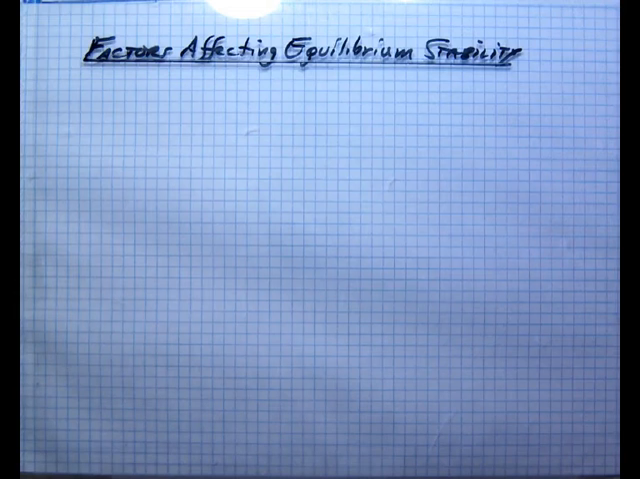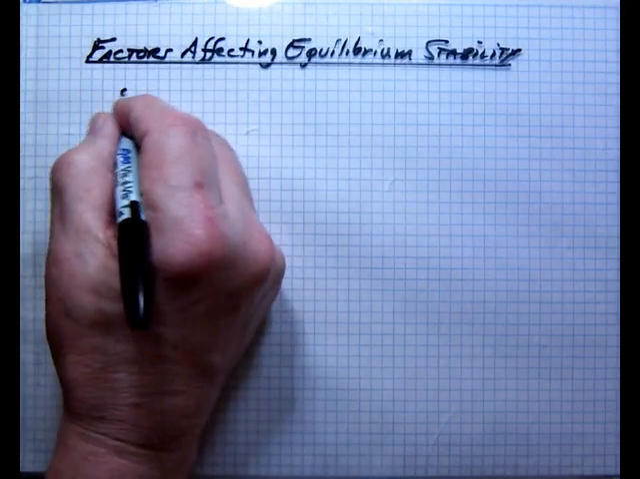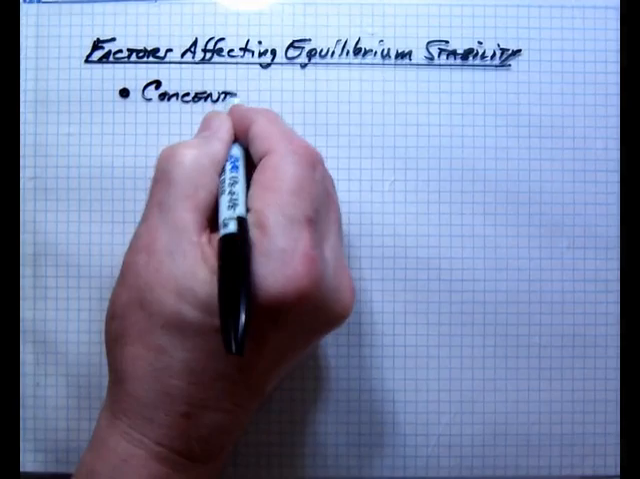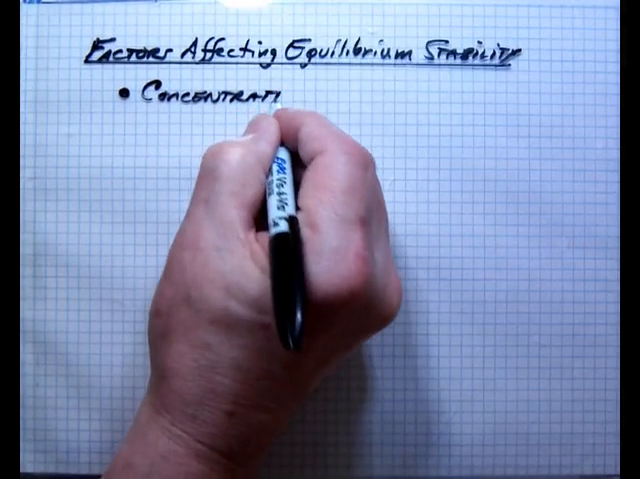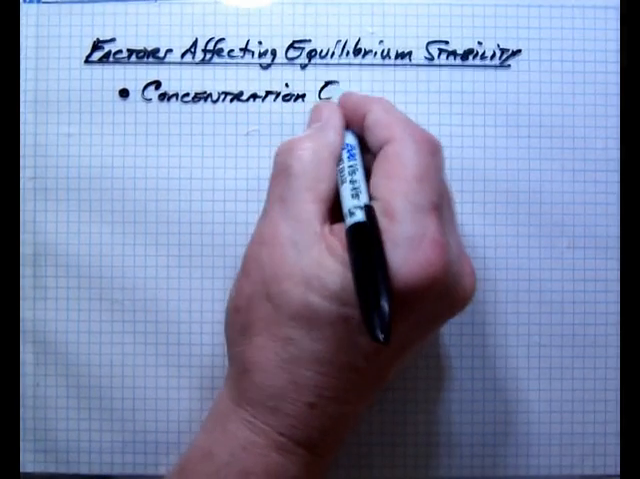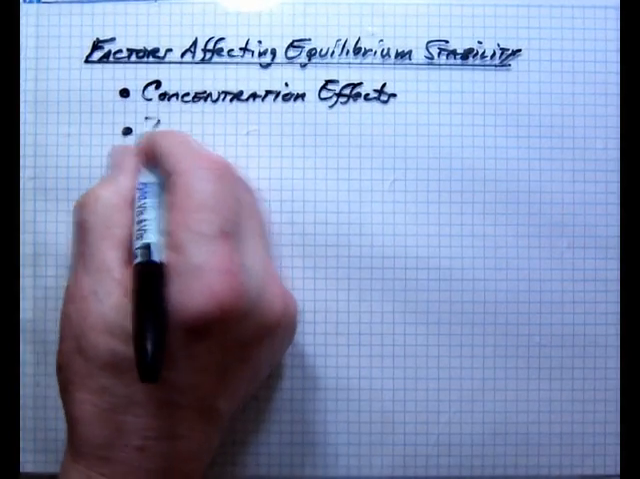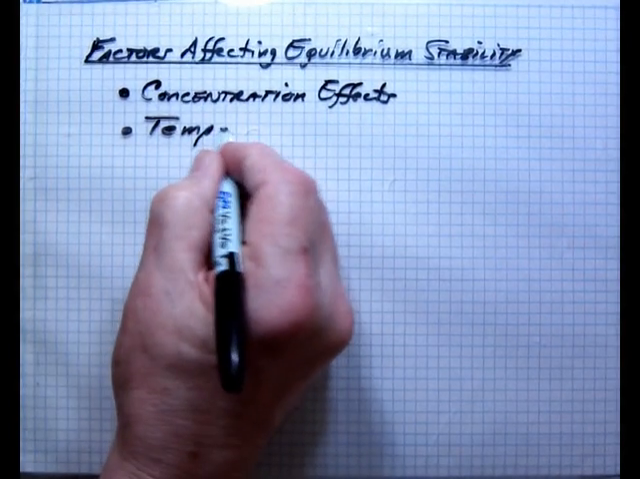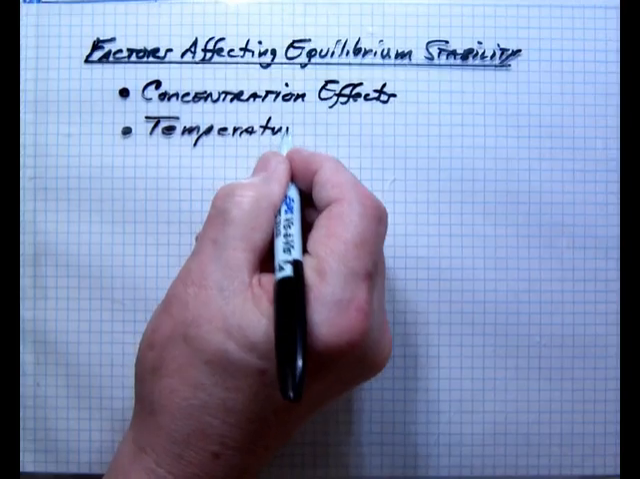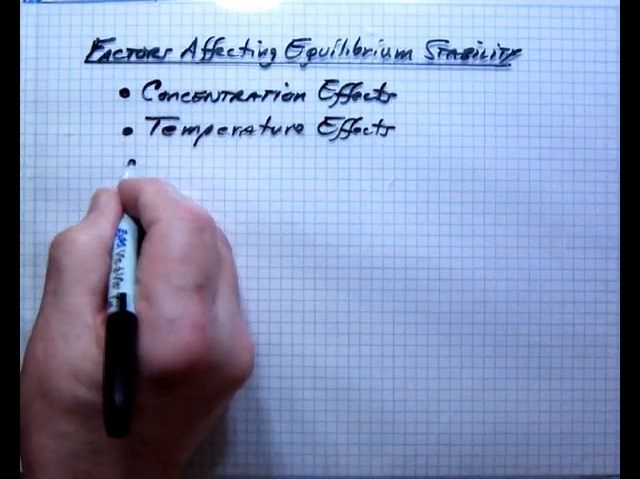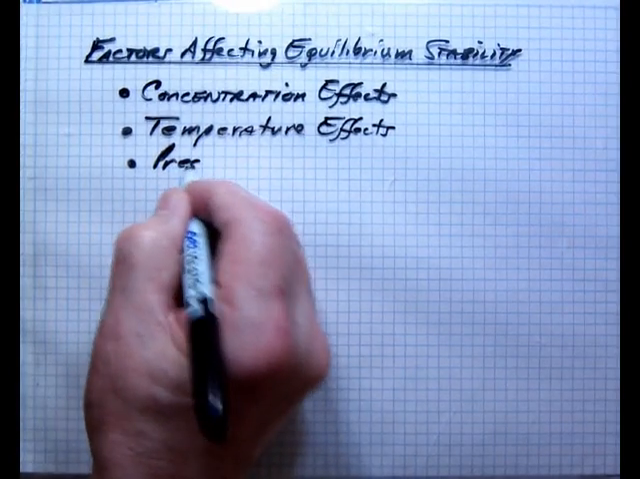There are three primary factors which affect the shifting of an equilibrium. These include concentration effects, temperature effects, and a pressure volume effect.